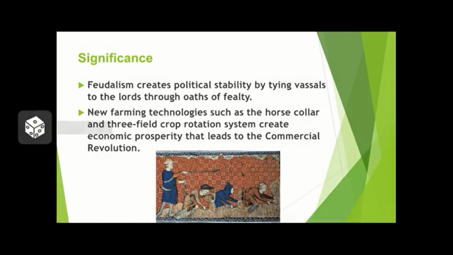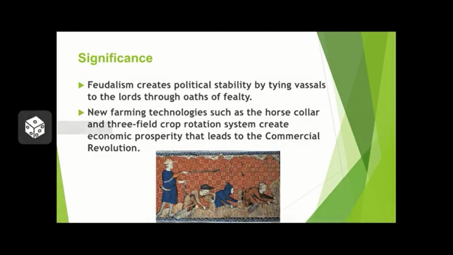The manorial system is very significant because it ends up including new farming technologies like the horse collar and three-field rotation. Both of these are going to help economic prosperity because they bring a larger agricultural harvest. The horse collar lets you use horses to plow fields, so you don't rely on oxen power or human power. You can use horses, hook them up to the plows. And the three-field rotation lets you have two-thirds of the land in operation every year. So that's going to lead to better harvest.